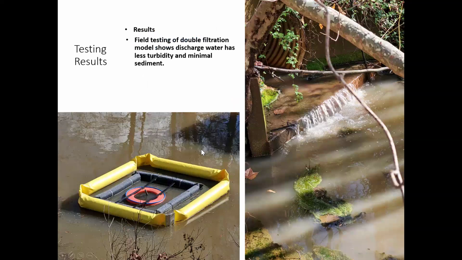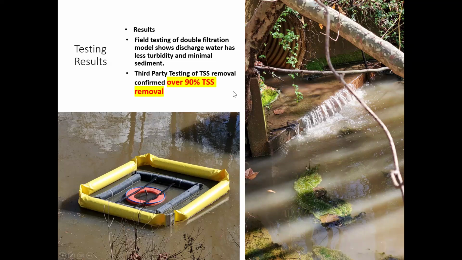See here, we had this prototype out there for about 2 years being monitored. We had a time-lapse camera set up to keep an eye on it. This picture on the left, you can see turbidity is a lot lower inside the filter versus outside. And then this picture on the right is the actual outfall. So pretty clean outfall, water coming out of this pond.